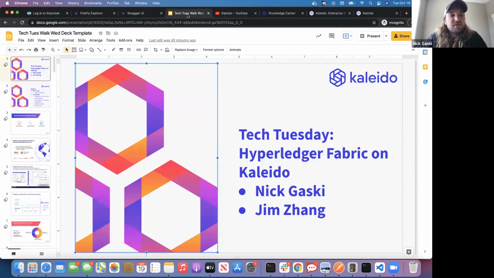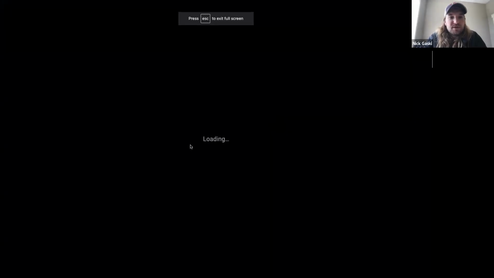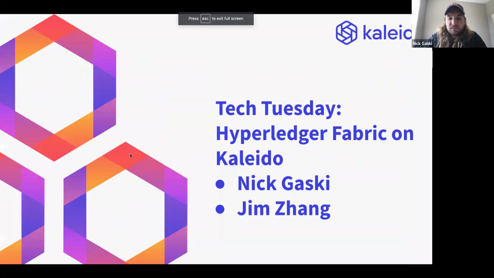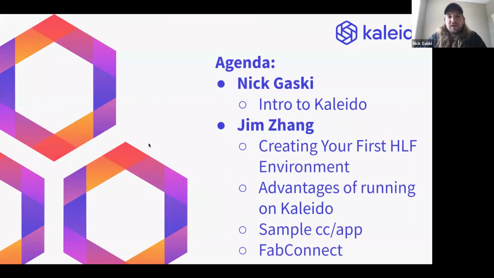So I'm going to share a few slides and then we will dive into the actual demo. So let me present. And we'll take off. I'm just going to do about 8 to 10 slides, give you an intro to Kaleido, and then Jim's going to drive and walk you through creating a Hyperledger Fabric environment, and talk through why you want to run this on Kaleido.